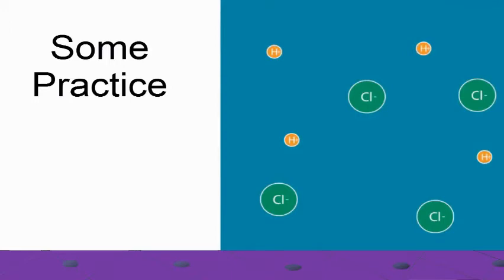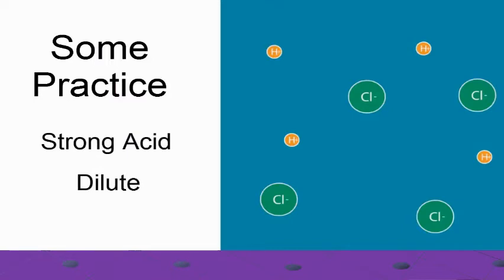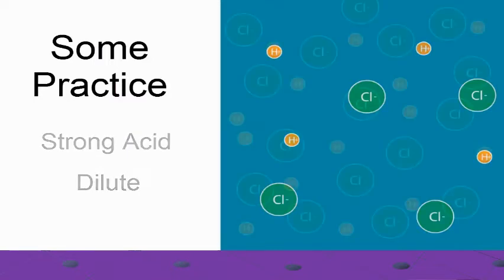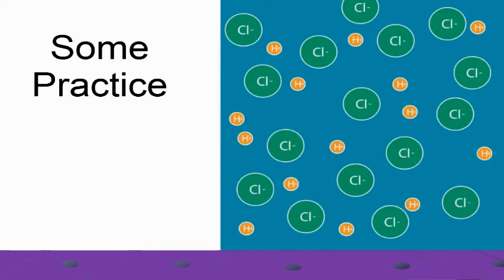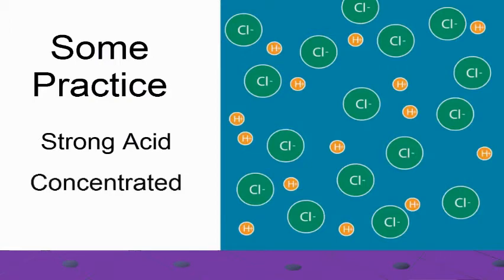The answer is, since they're dissociated completely in water there, this would be a strong acid. It would also be dilute because there's not very much of it. Now try this one. You can see there are quite a bit of the Cl's and the H pluses, and that the H pluses are all dissociated. So we can tell that this is going to be a strong acid. It's also going to be considered concentrated because there's quite a bit of it.